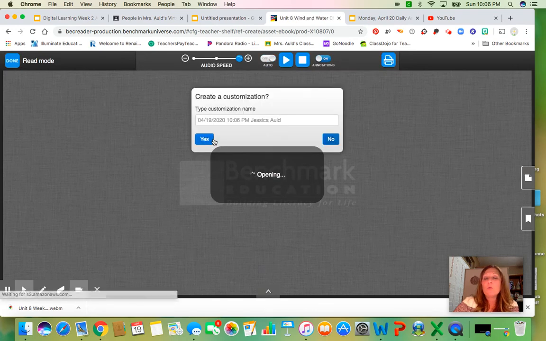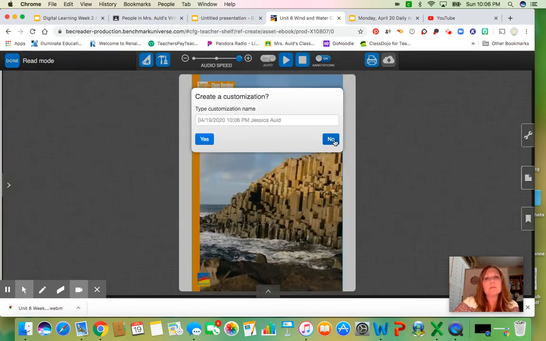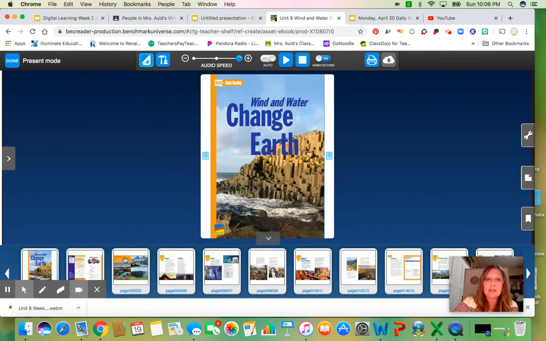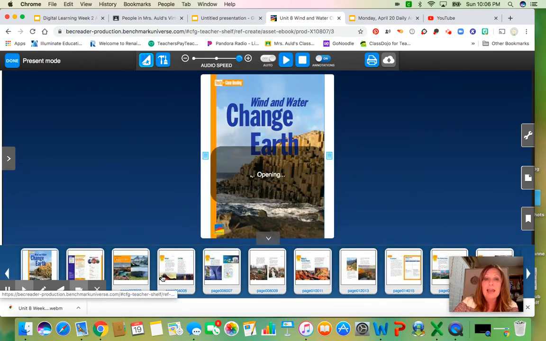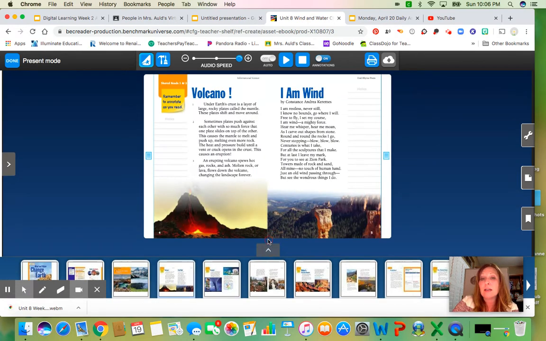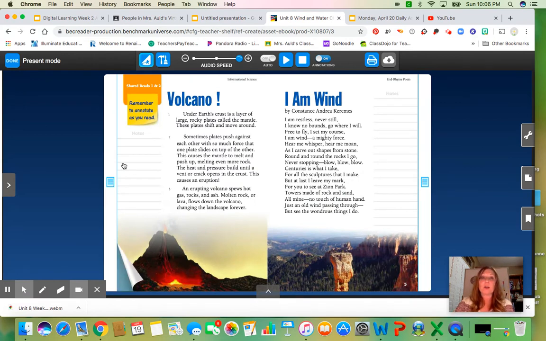And we don't need to save our customizations on here. So I'm going to click No, and I can turn the pages, but I can also click on this little upside down arrow like we talked about last week, and I'm going to choose my story right here. So it takes me there automatically. I'm going to click on that to close it up, and it brings up my book. These are the two stories for today. Remember, you can go ahead and play the story right here, or you can read it to yourself. I'm going to read the Volcano Story to you and help you with your questions.